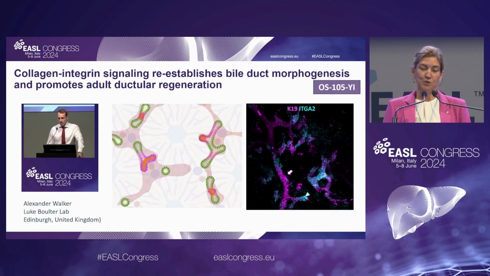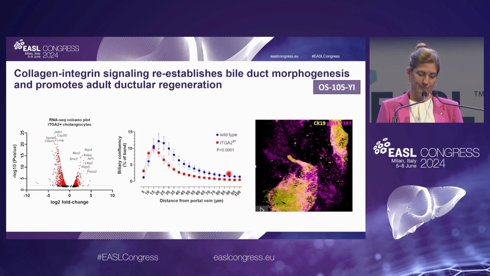Alexander Walker from the Luke Boulter lab in the UK presented their work linking collagen integrin signaling to bile duct morphogenesis. They found that integrin alpha-2 is upregulated in specific regions of ductular regeneration. They profiled integrin alpha-2 expressing cholangiocytes with RNA sequencing and showed that integrin alpha-2 knockout or FAK inhibition could reduce cholangiocyte migration, suggesting that these otherwise can mediate an EMT-like transformation, which you can see here.